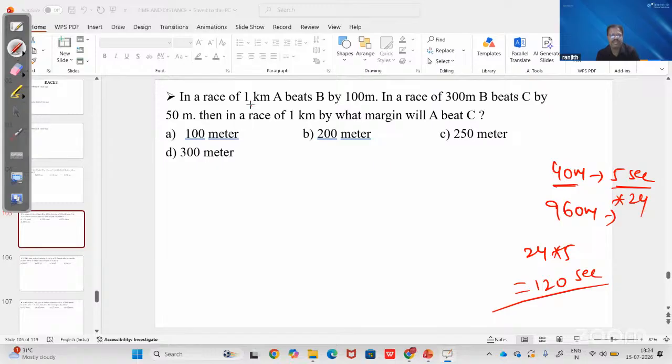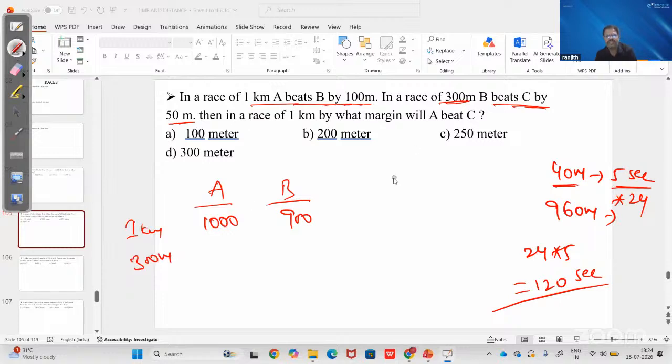In a race of 1 kilometer, A beat B by 100 meters. So A equals 1000, B equals 900 meters. In a race of 300 meters, B beats C by 50 meters. B beats C by 50 meters is nothing but, B equals 300, where C equals 250.